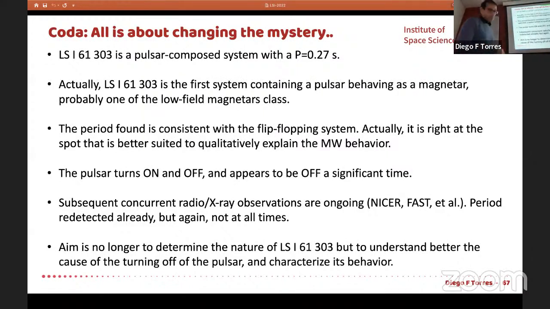Does it link with rotating radio transients or with transitional pulsars, etc.? So we are doing more multi-frequency observations. We have redetected the pulsar already once and reconfirmed that it is not always present.